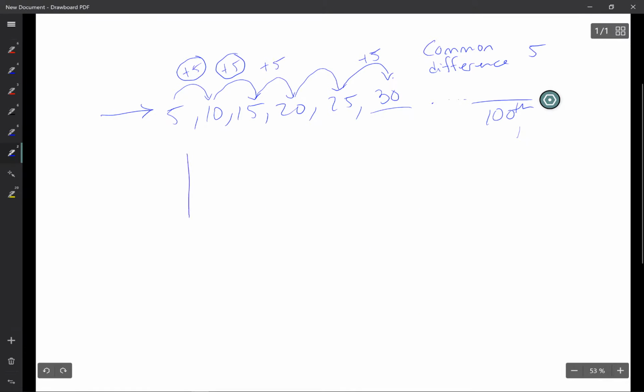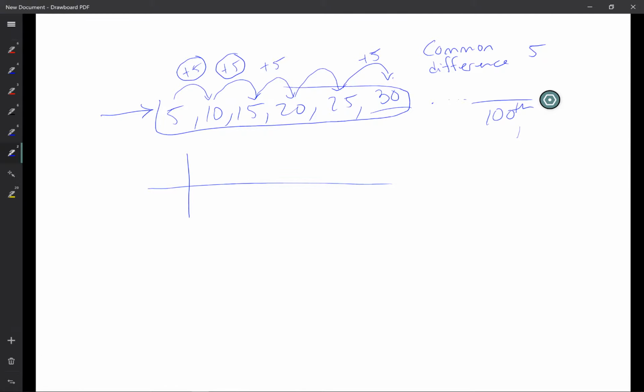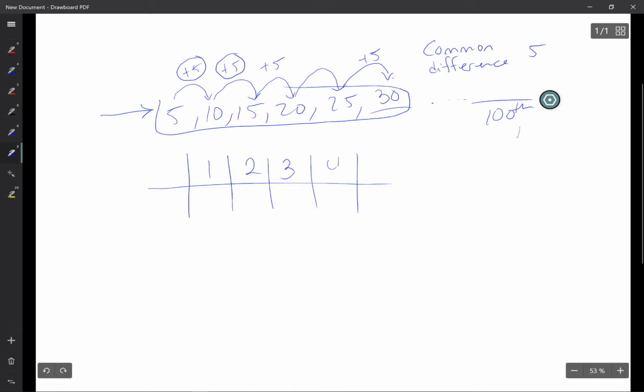The first thing I want you to understand is that when you see a number pattern like this, 5, 10, 15, 20, 25, and I ask what's the next one, the first thing I want you to do is always make a table. When you make this table, we always number it 1, 2, 3, 4, 5. So 1 is 5, 2 is 10, 3 is 15, the fourth number is 20, the fifth number is 25. If I asked you what the sixth number was, or the nth number, we'll talk about that in a second.